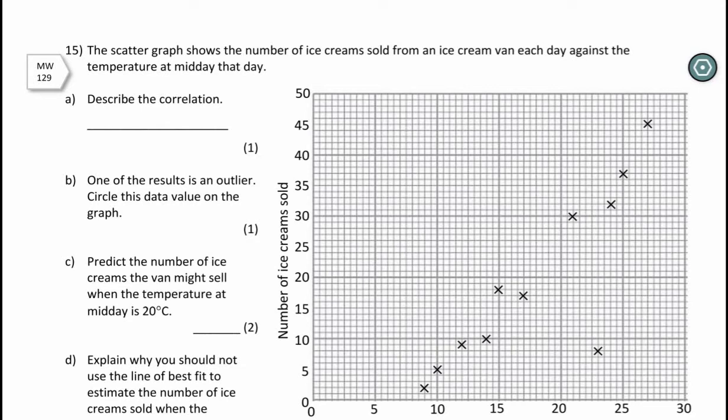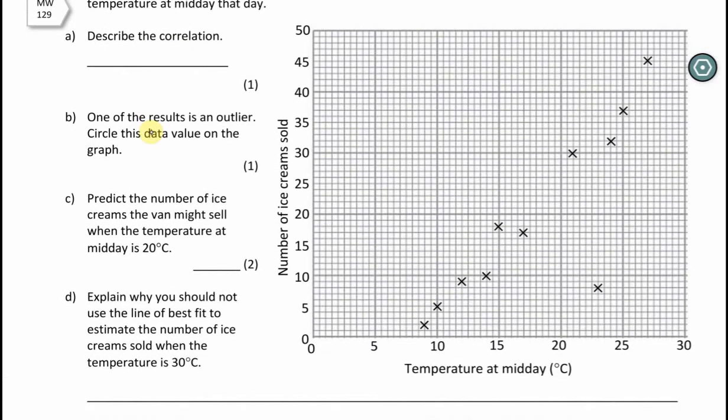Okay, and we've got a scattergraph question here, and this scattergraph shows the number of ice creams sold from an ice cream van each day against the temperature at midday that day. So, describe the correlation. Well, correlation just sort of implies relationship. It's not asking us to describe the relationship, just the correlation. And we can just say that it is a positive correlation because as we go to the right on this axis, as the temperature increases, so do the number of ice creams sold. So we've got this positive gradient. So positive correlation is the answer, but positive is acceptable on its own.